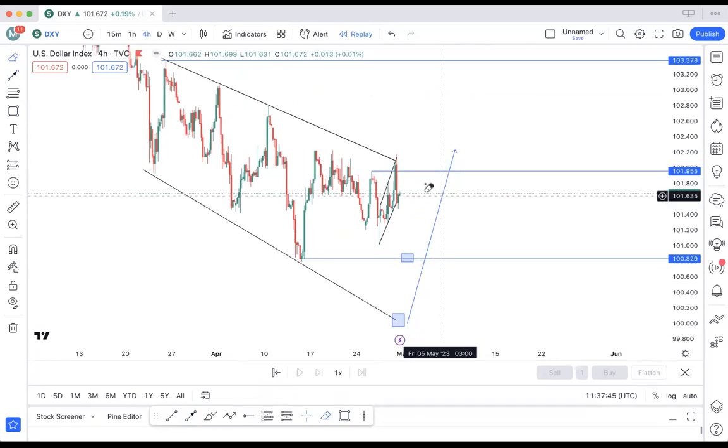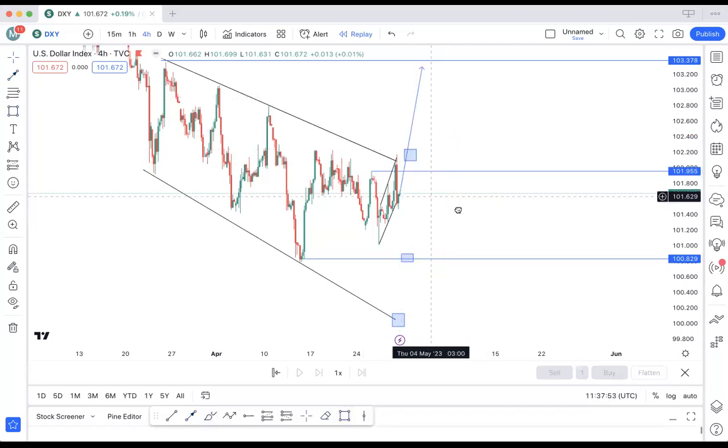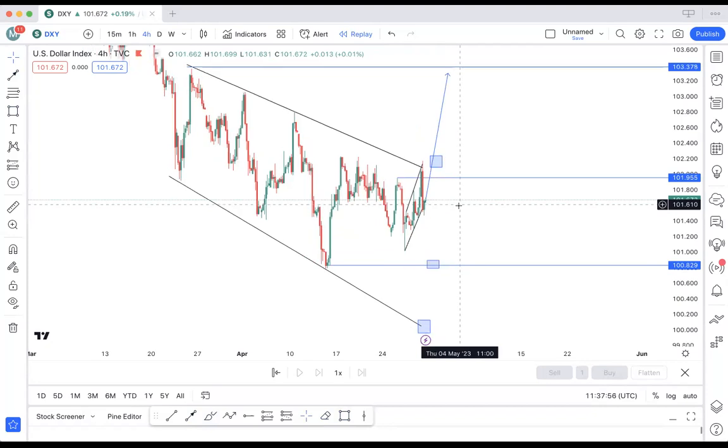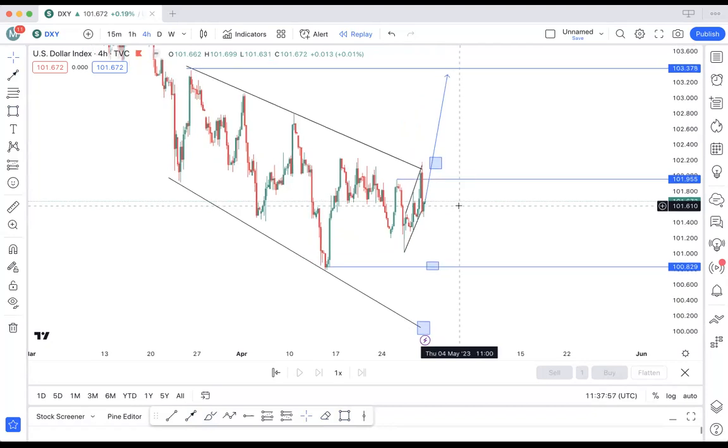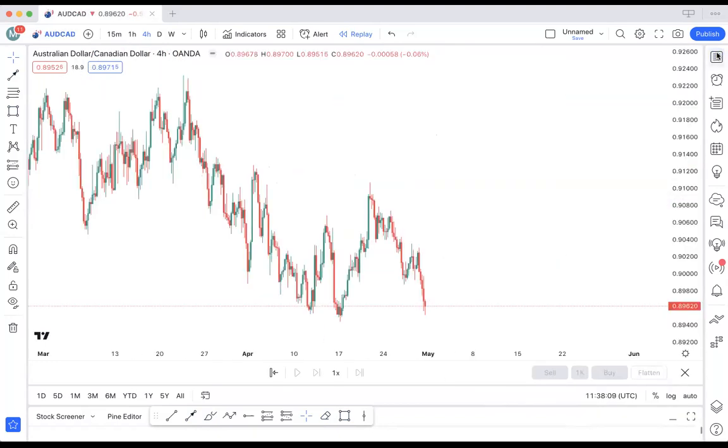But if price doesn't break out to the downside, but instead breaks out to the upside, so if it does give us a breakout over here, then those are the areas we look forward to for our bullish momentum. So that is it for the overall DXY, which represents the dollar index, as you can see over here. Now let us get into our first currency pair. Our first currency pair is going to be the Australian dollar over the Canadian dollar.